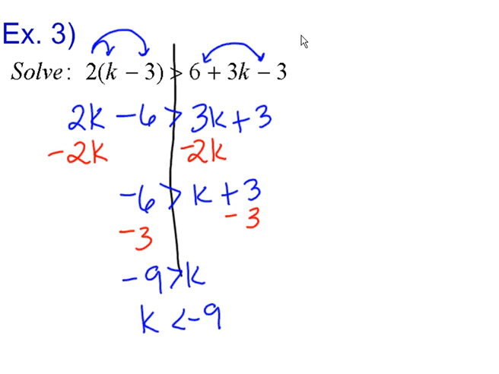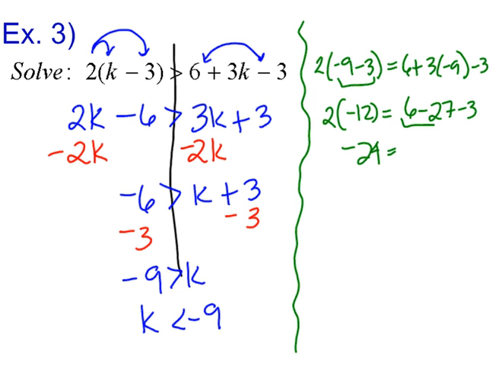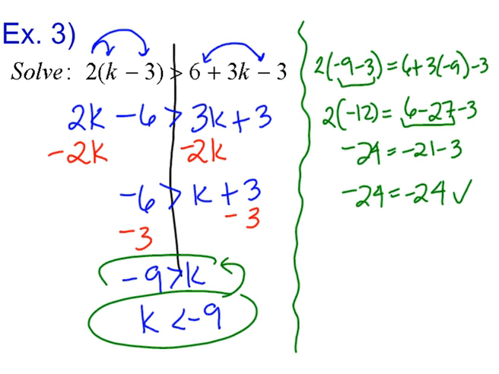So let's see if that's right. Here we go. 2 times negative 9 minus 3 is equal to 6 plus 3 times negative 9 minus 3. Let's work on the left side. Parentheses first. Negative 9 minus 3 is negative 12. 2 times negative 12 is negative 24. Let's see what happens on the right. I'm going to leave the 6 alone for a second. 3 times negative 9, negative 27. Going left to right, 6 minus 27 is negative 21. And negative 21 minus 3 is negative 24, so it works out. So this is our answer, here or this one. Doesn't matter which one you like.